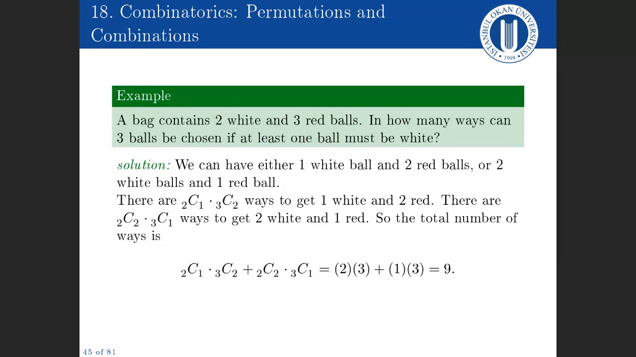If I want 1 white ball and 2 red balls, there's 2 choose 1 ways to get a white ball and 3 choose 2 ways to get 2 red balls. And if I wanted 2 white balls and 1 red ball, that would be 2 choose 2 ways to get 2 white balls and 3 choose 1 ways to get 1 red ball. Add these together and we get the answer. There's 9 different ways to get 3 balls out of 5 if at least one of them must be white.